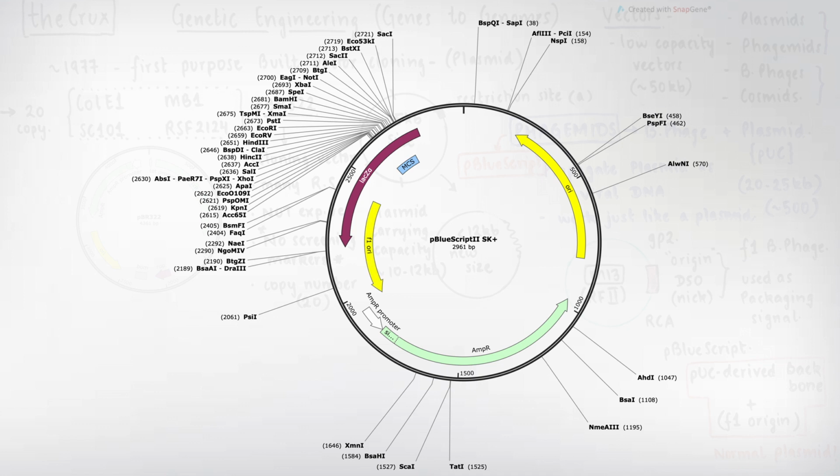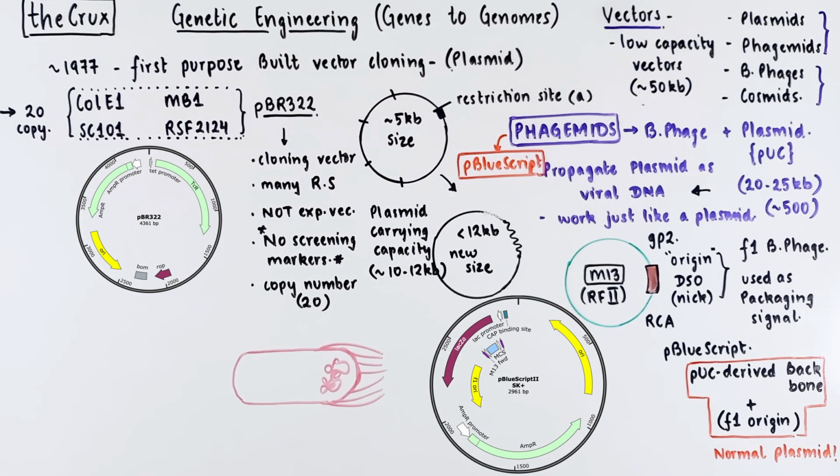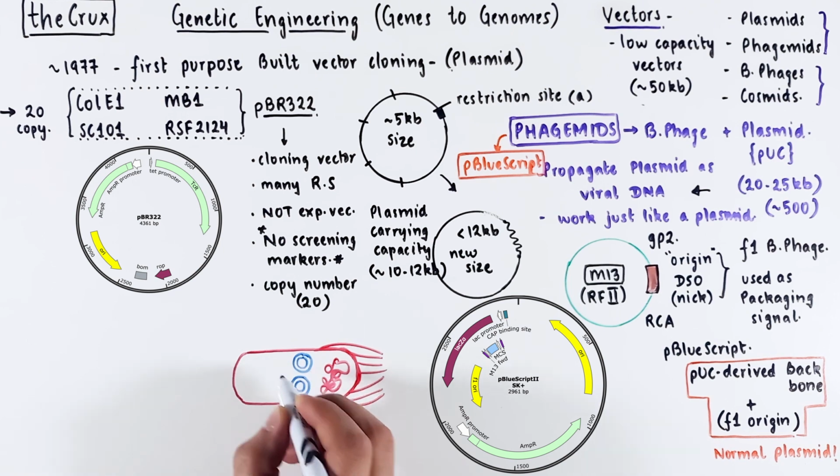Essentially, everything else pretty much looks similar to pUC19. There are some differences, but let's not go into distracting details. Let's understand the superpower of a phagemid. Imagine this happy bacteria is carrying your BlueScript plasmid.